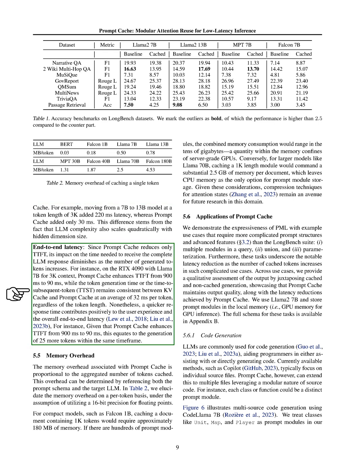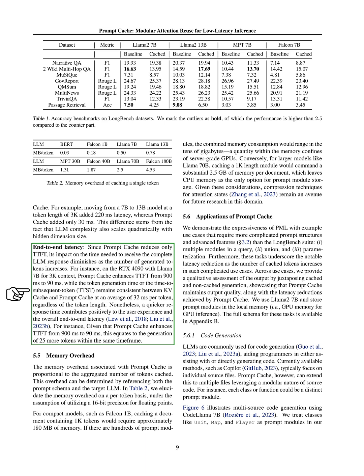Since prompt cache only reduces TTFT, its impact on the total time needed to receive the complete language model response decreases as the number of generated tokens increases. For instance, on the RTX 4090 with Llama 7B for 3K context, prompt cache reduces TTFT from 900 milliseconds to 90 milliseconds, while the time to subsequent token, TTST, remains consistent between KV cache and prompt cache at an average of 32 milliseconds per token, regardless of the token length.